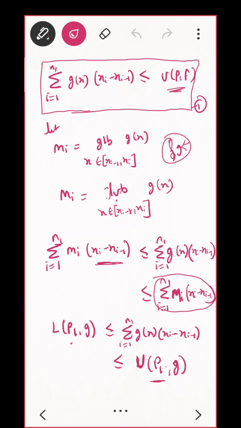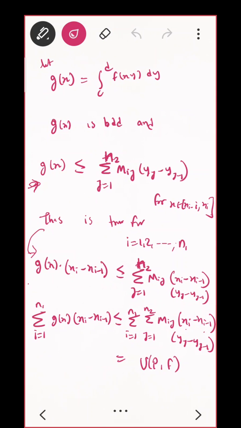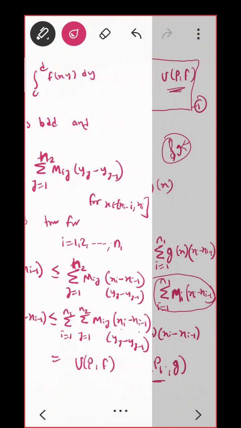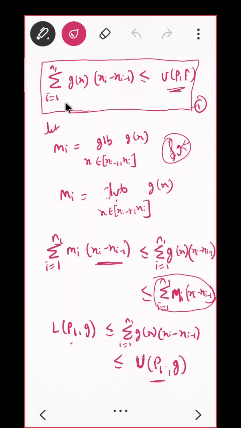Okay. So if you try to see graphically, what was your g of x? It was at a fixed value, with respect to dy. Solving this gives g of x, and that I considered. And what I got is this relation: summation of g of x times xi minus xi−1, do you see that? And that is less than or equal to UPF. And here what did we get? That it is less than or equal to UP1g.